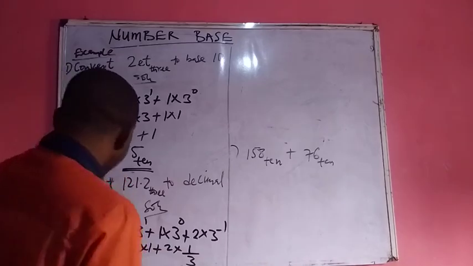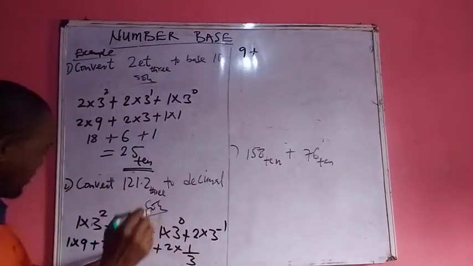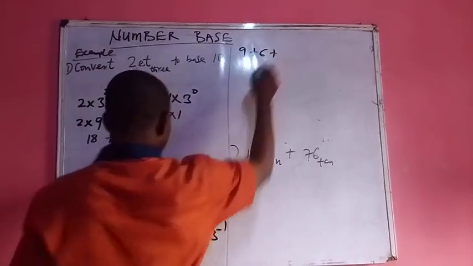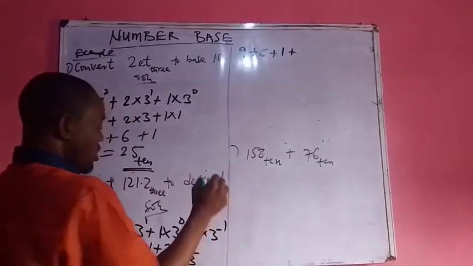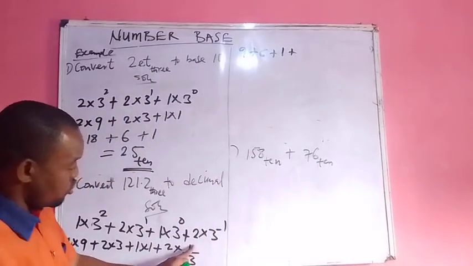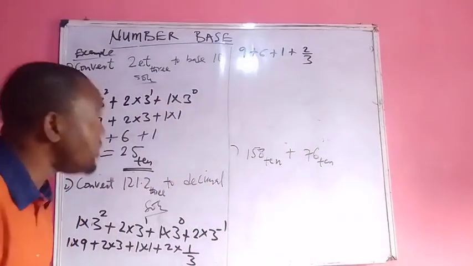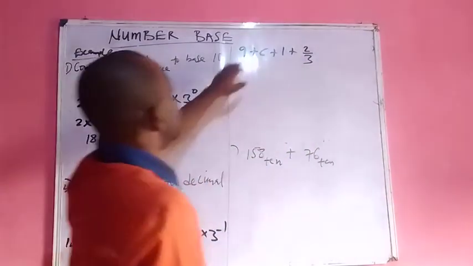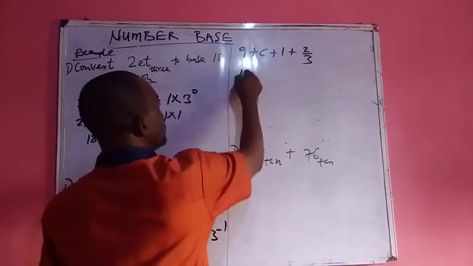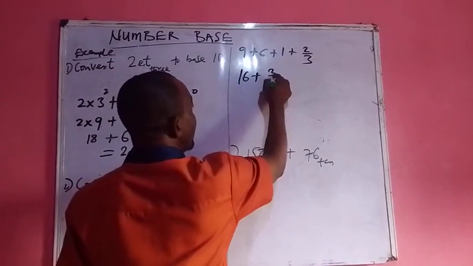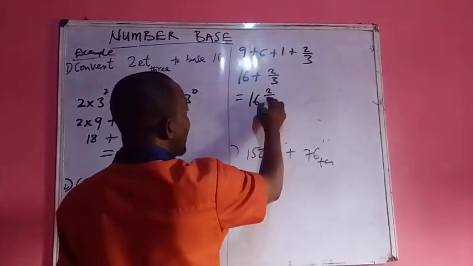Now let's move on. So 1 times 9 will give us 9, plus 2 times 3 will give us 6, plus 1 times 1 will give us 1, plus then 2 times 1 over 3 is 2 over 3. Do you get it now? So this plus this will give us 15, plus this will give us 16. So we now have 16 plus 2 over 3. Our answer can be equal to 16 whole number 2 over 3.